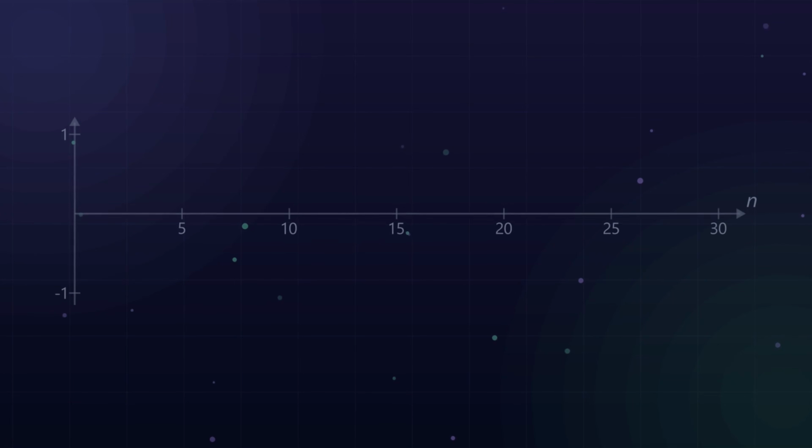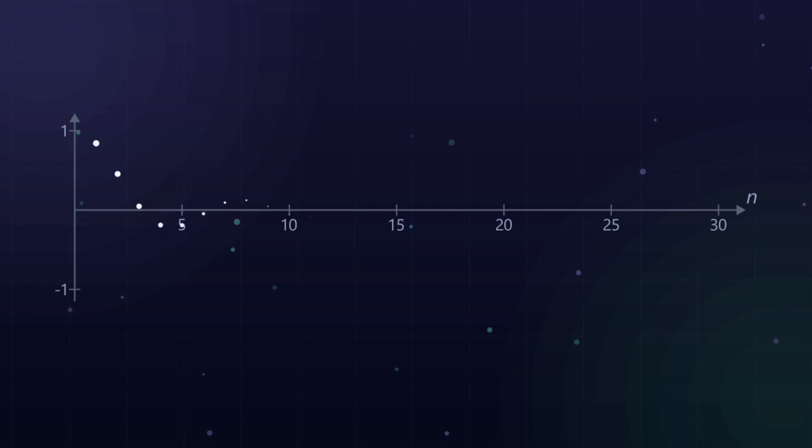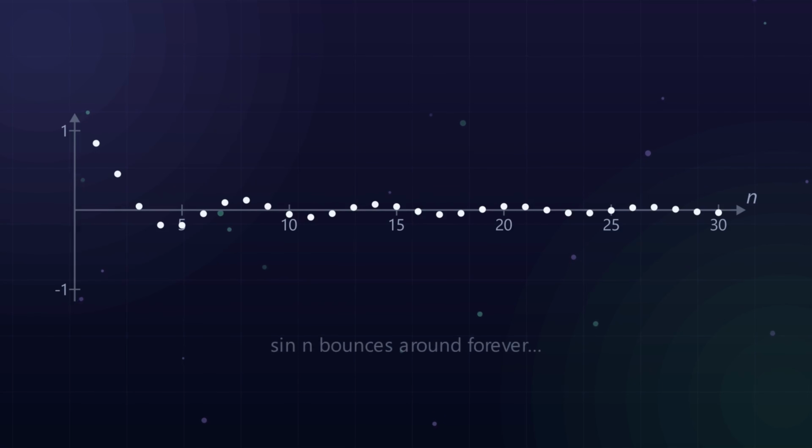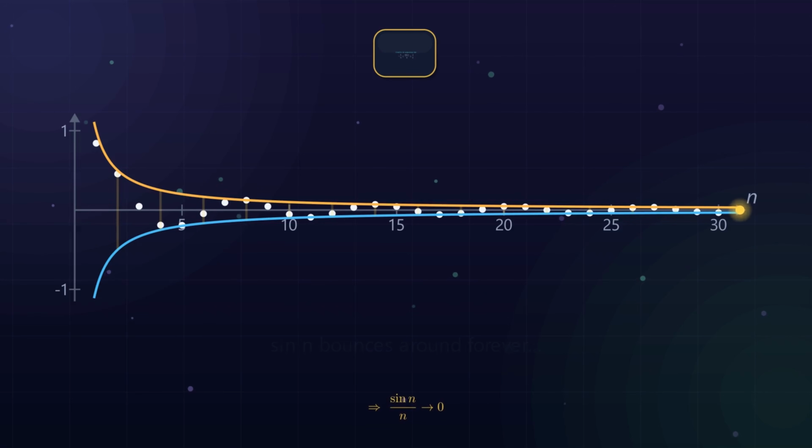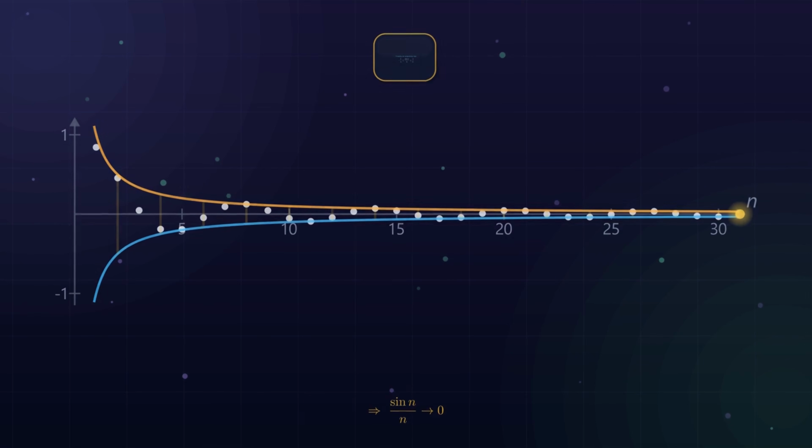The squeeze is not limited to functions. It works on sequences too. Take sine of n over n, where n counts up through the whole numbers. Sine of n bounces around unpredictably forever, but its size never exceeds 1. So the whole thing is trapped between -1 over n and 1 over n, and both of those collapse to 0.